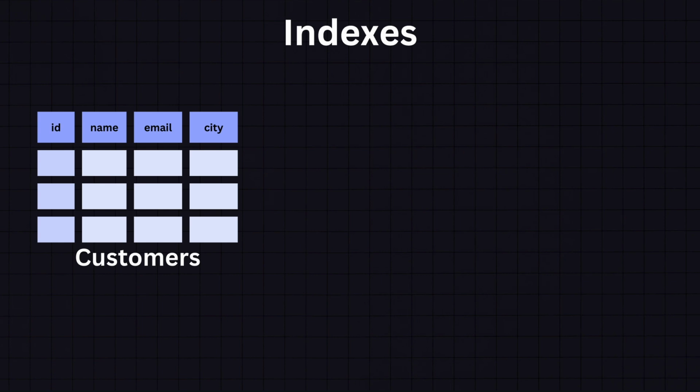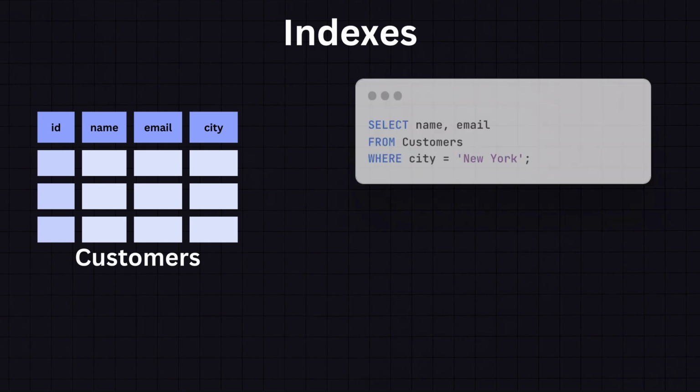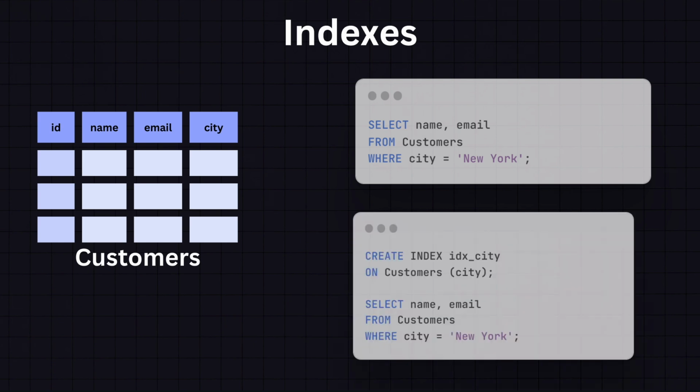Suppose our example customers table has thousands of rows. We often need to query customers based on their city, which is not the primary key of the table. In this scenario, an index on the city column can significantly speed up these queries. In case there is no index on the city column, a query to find customers in a specific city, say New York, would require a full table scan, and this is inefficient, especially for large tables.